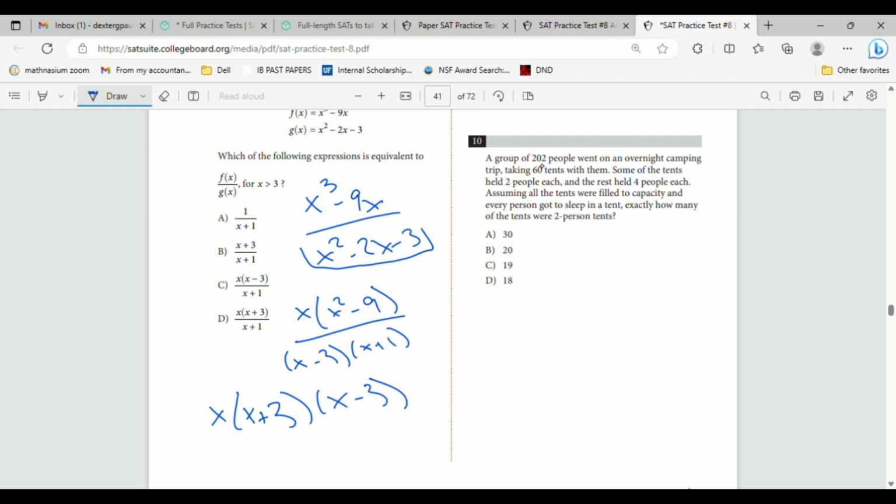We have the square root of both terms, and then we just do plus and minus. Divided by x minus 3 times x plus 1. The x minus 3's cancel out, leaving us with x times x plus 3 over x plus 1. That is D.